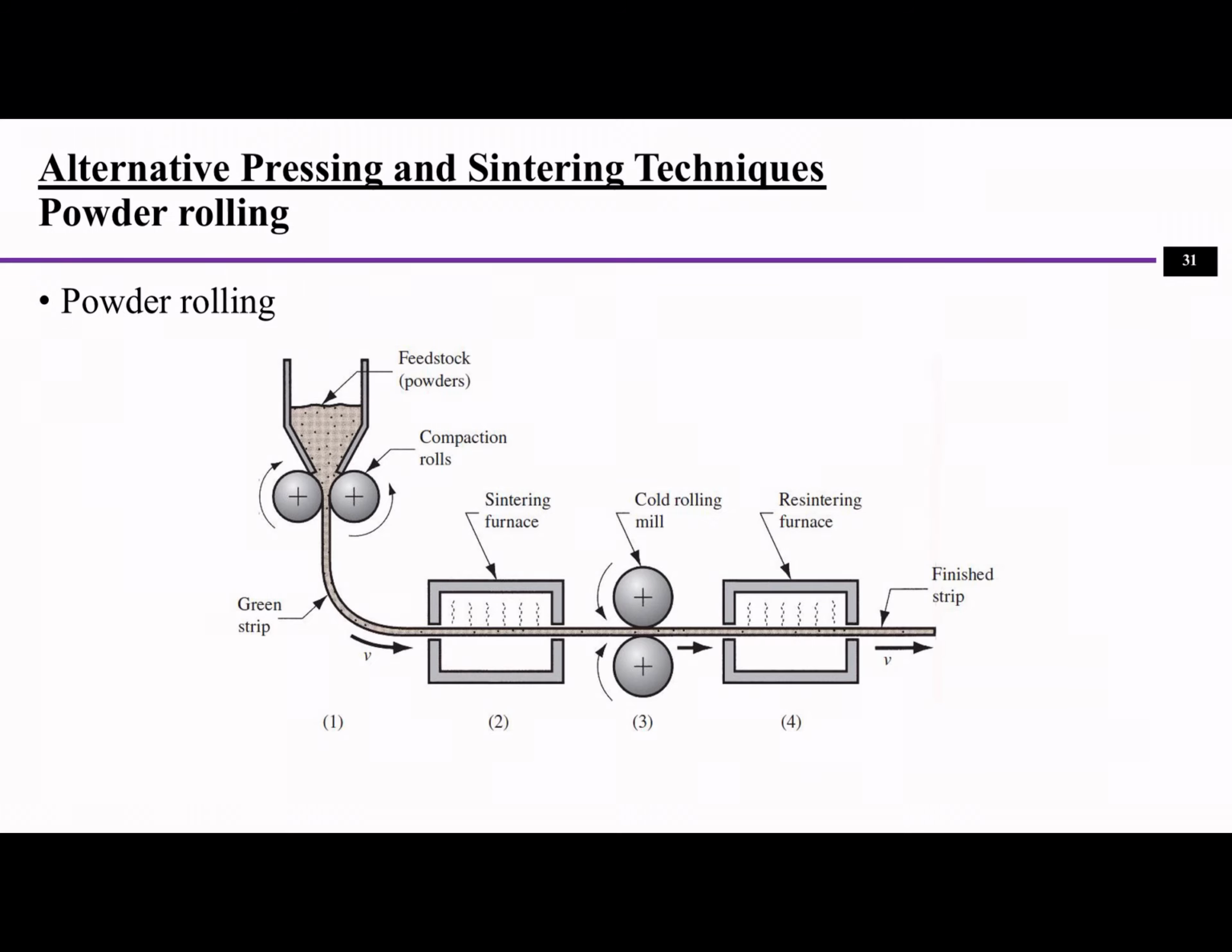Powder rolling, you can see from this picture, we have a feedstock of powders, and then we go through two compaction rolls to create this compaction force to form a green strip. But this green strip is a little bit loose in shape and needs to be sintered in order to create better bonding between particles. And then after that, it will go through a cold rolling mill and also a resintering furnace in order to create better dimensions of the parts.